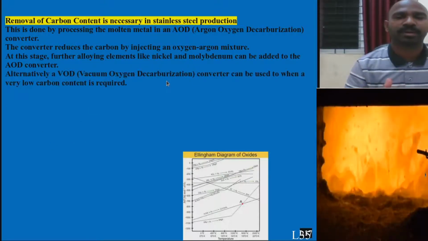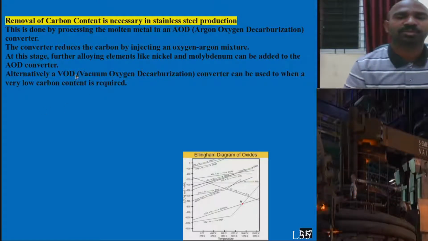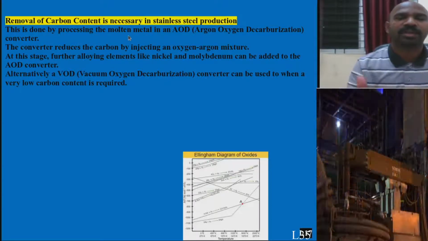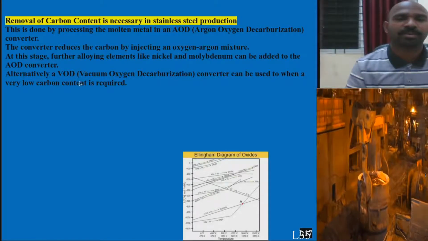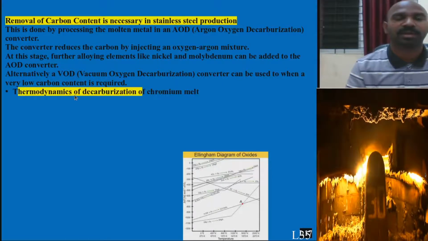And if you need very low carbon content, you choose a combination of AOD and VOD. The molten metal from the primary steel making unit, the EAF, uses this combination of converters and produces the stainless steel.